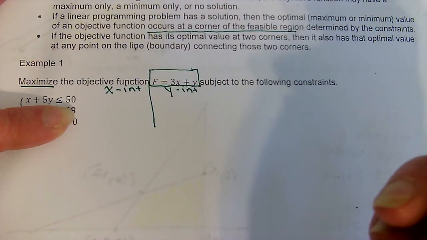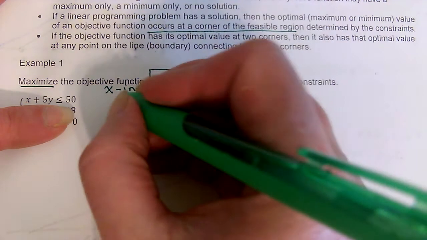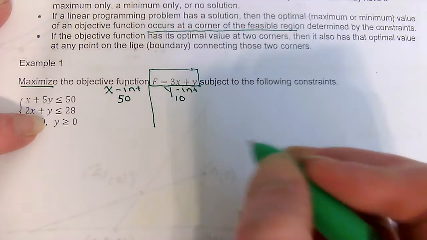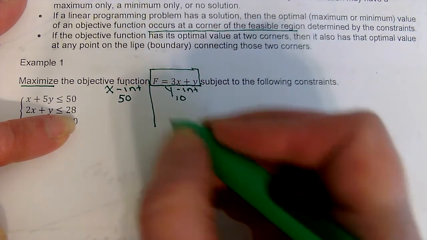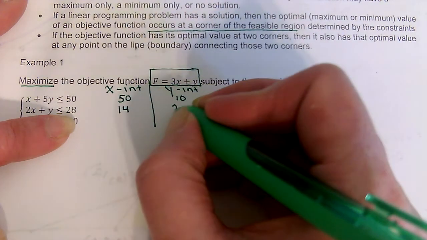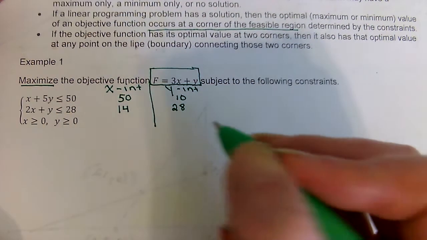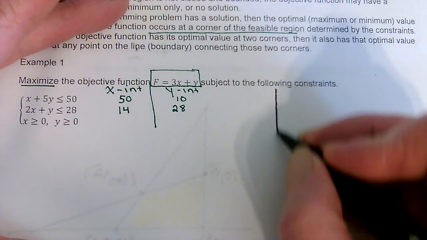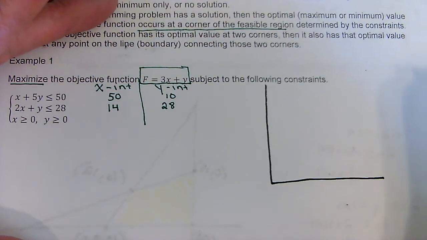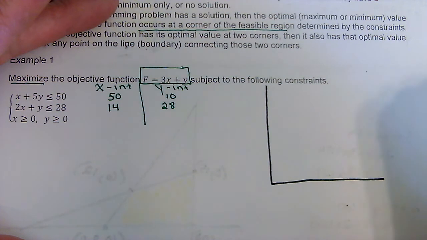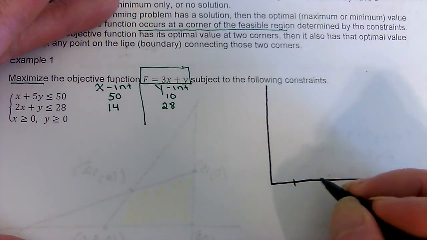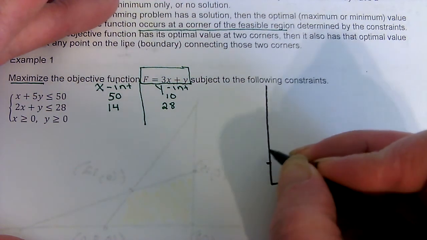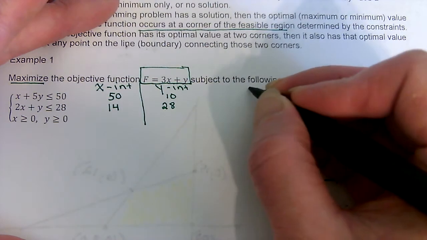So on the first one, if I plug in 0 for y, I get 50 for x. And then if I plug in 0 for x, I get 10 for y. On this one, my x-intercept will be 14 and my y-intercept will be 28. And then we have the conditions that x is greater than 0 and y is greater than 0. So that means we are definitely in the first quadrant. And I need to go all the way to 50. So let's count by tens: 10, 20, 30, 40, 50.